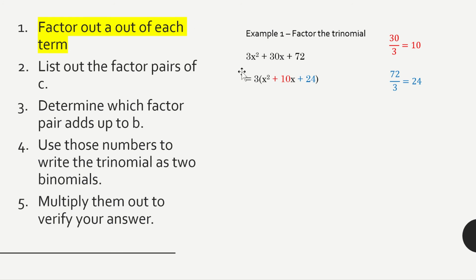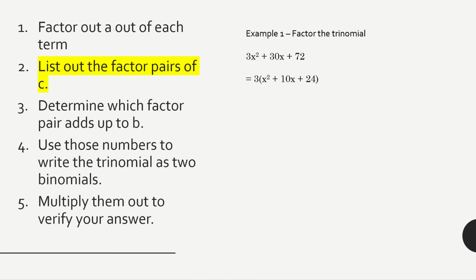So we're going to write a 3 right here, and then we're going to divide each of the coefficients by 3. So 3 divided by 3 is 1, 30 divided by 3 is 10, and 72 divided by 3 is 24. And notice that when you distribute the 3, you get the original trinomial, so we factored it correctly. That's part 1. You have to factor out that coefficient first.